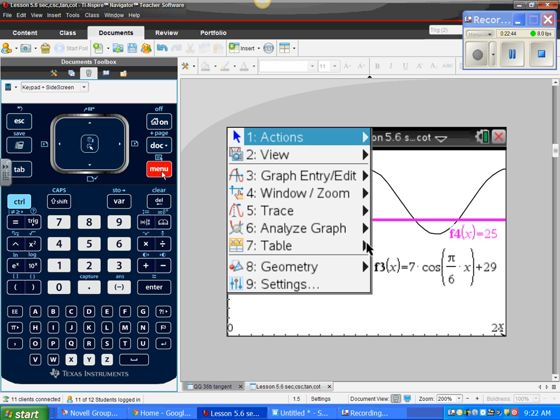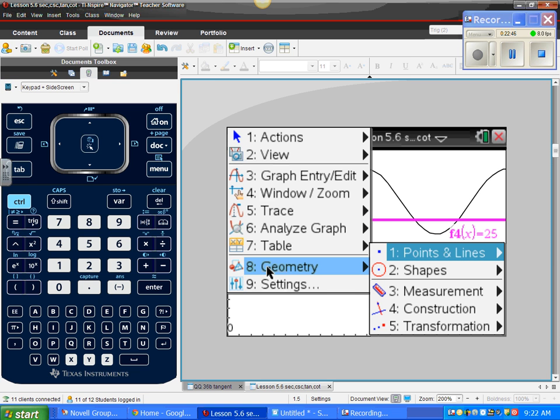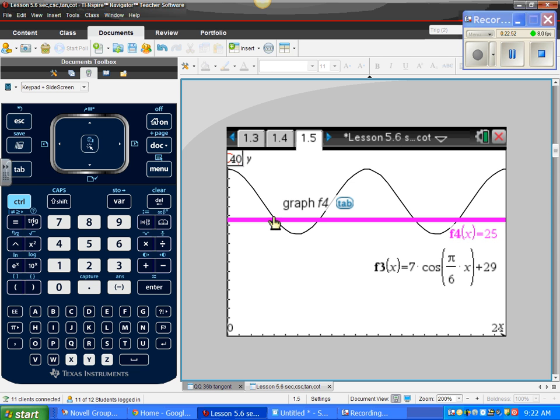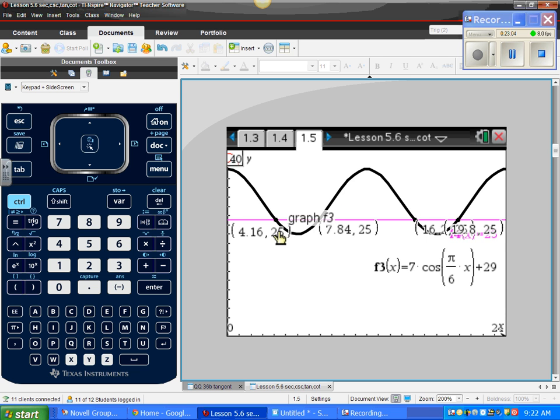Menu. Geometry. Points and lines. No. Intersection points. Menu, geometry, points and lines, intersection points. The reason I use this one instead of the other one, this one will give me all of my intersection points at once. Okay? So click, click. And if you need to move them so they're easier to see, you can do that just by grabbing and moving. Okay?